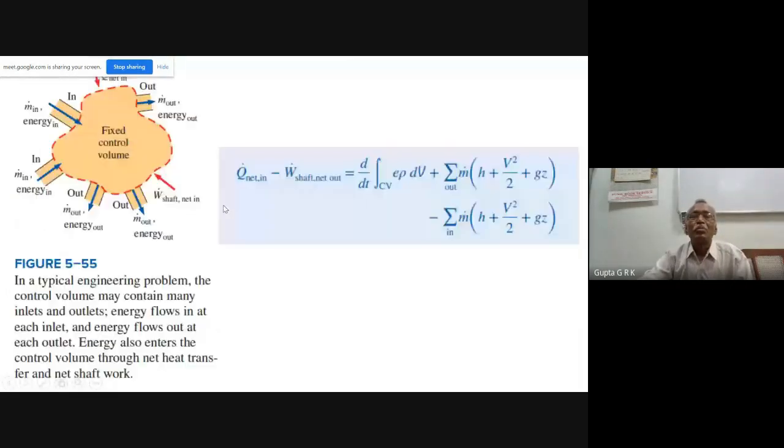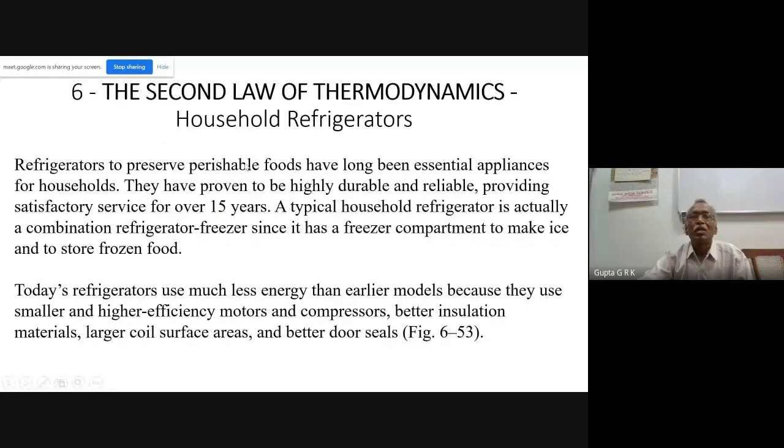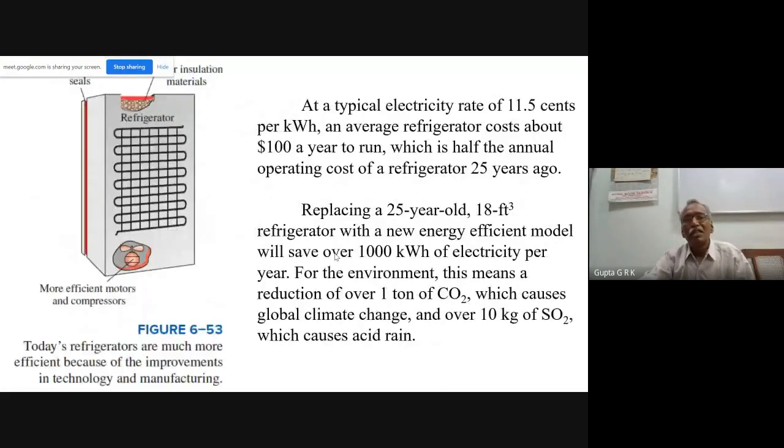Okay, there are some more things which I want to talk about: household refrigerators and how we can reduce their consumption. Another chapter deals with automobiles, and if you want to conserve energy while driving an automobile, what are the things you have to consider? All those things are discussed. So we will continue in the next class tomorrow.